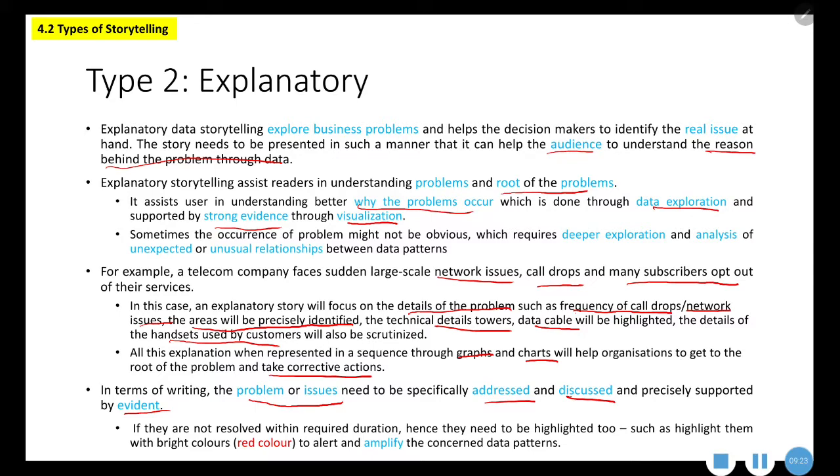So explanatory is the type of data storytelling that explores or discusses problems faced by an organization and how the problems can be resolved, and of course it has to go through some investigation to support the corrective actions to be taken. The exploration of the problem will produce some findings, where the findings are presented in some visualization that can support the explanatory data storytelling.